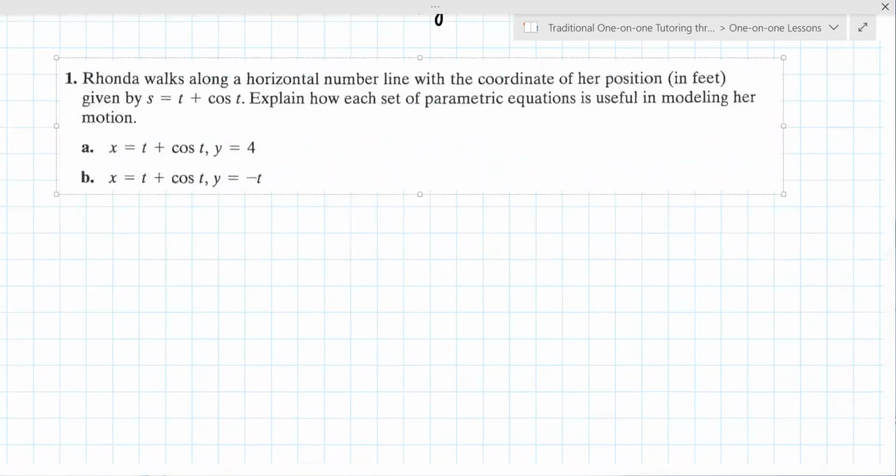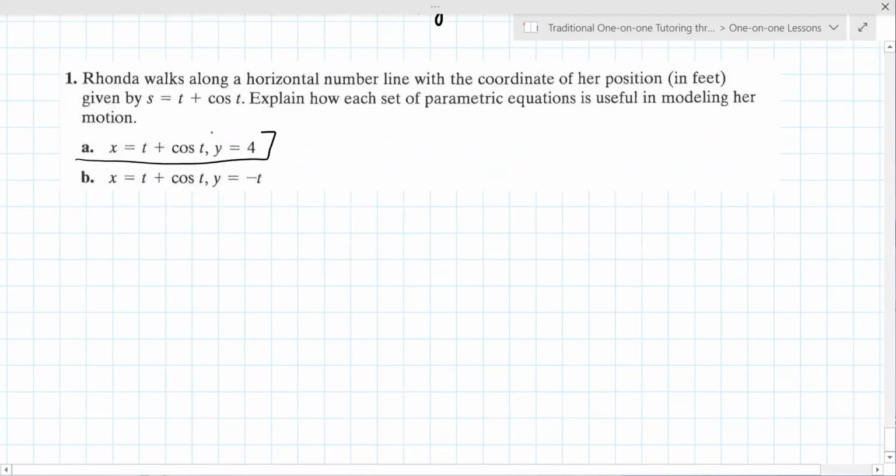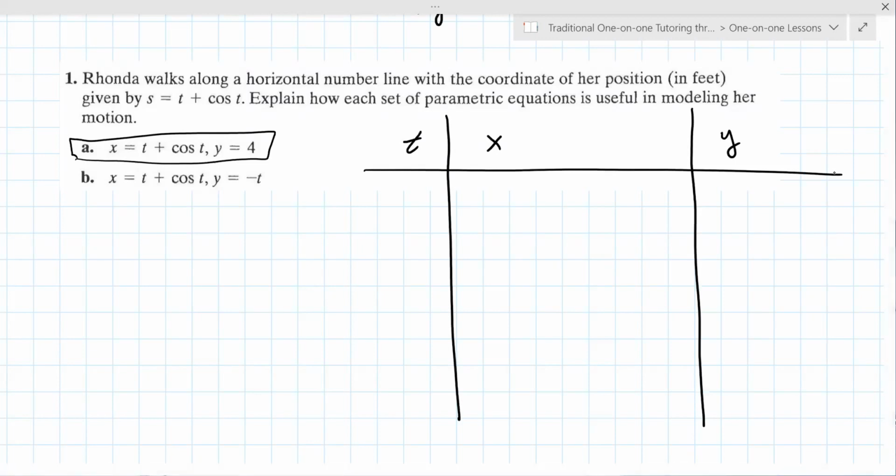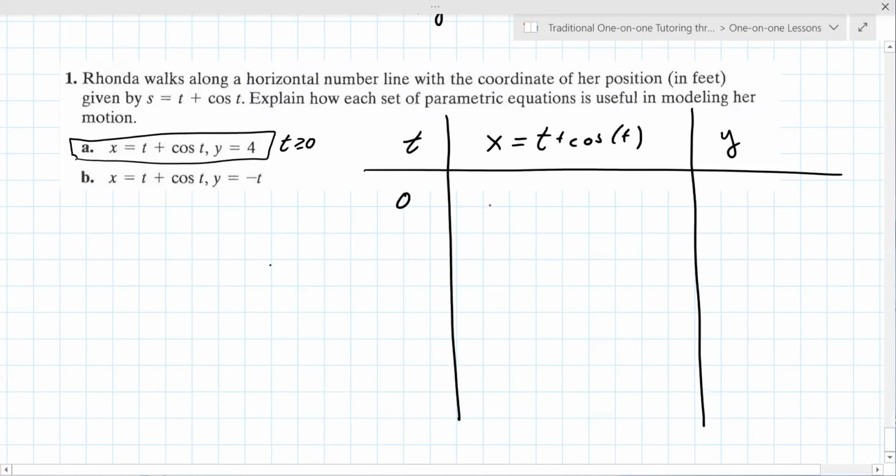Okay, so there are really two separate problems here. Let's go with the first one. You make a table: a t value, an x value, and a y value. First you need to pick reasonable values of t. They don't specify, but we're going to assume that t is greater than or equal to 0. They really need to specify that for you. So let's make t 0. x is t plus cosine t, so here it's 0 plus cosine of 0, which is 1. And y is always 4.